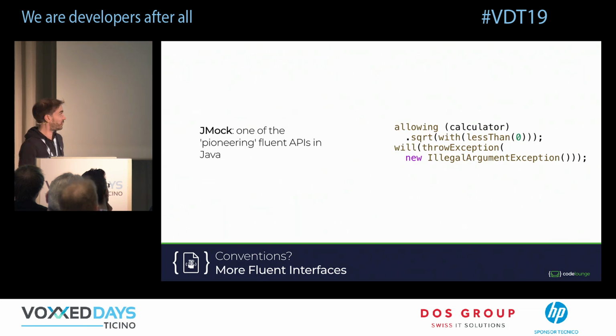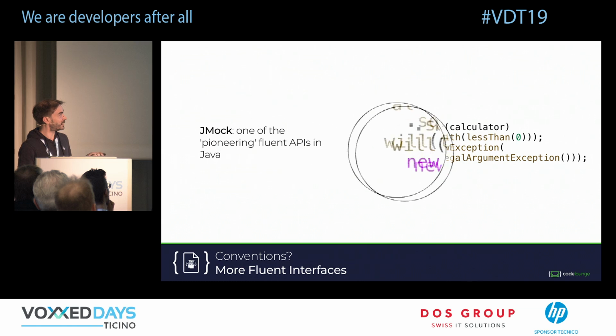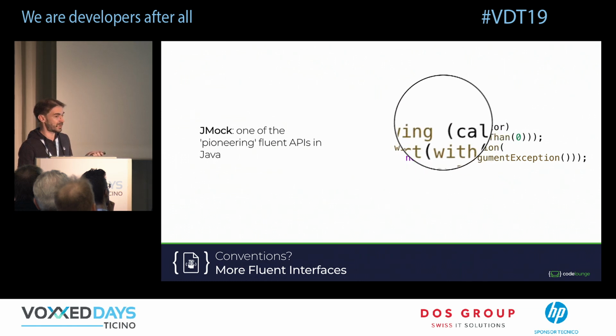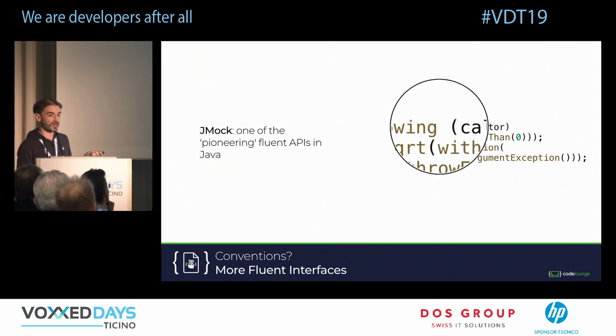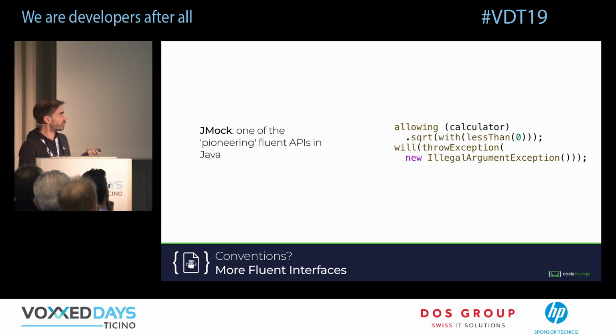There is more. This is probably the pioneering API that did a very beautiful fluent interface. Not only do you have something that reads like natural language, for example, allowing calculator.squareRoot with less than 0 will throw an exception, which is new IllegalArgumentException. Not only this, but even this space is not there by mistake. The authors of this library wanted you to write the code in this way, to put a space here and this indentation in this way, because that's the way you should use this particular language.